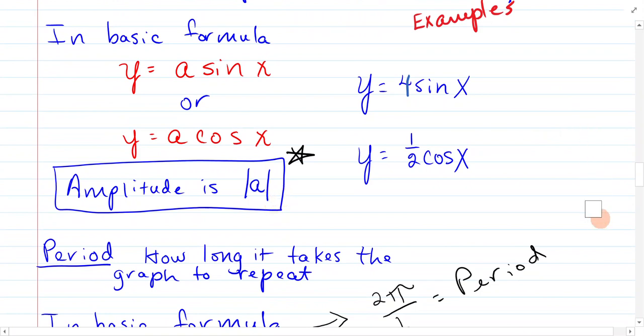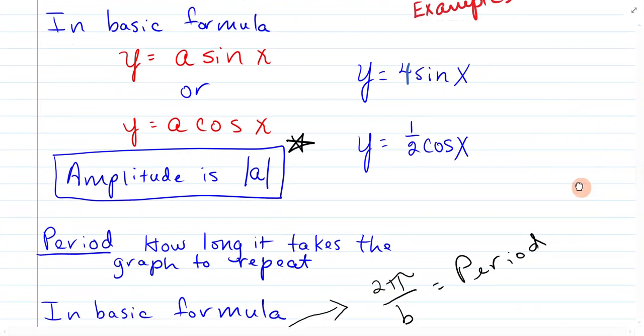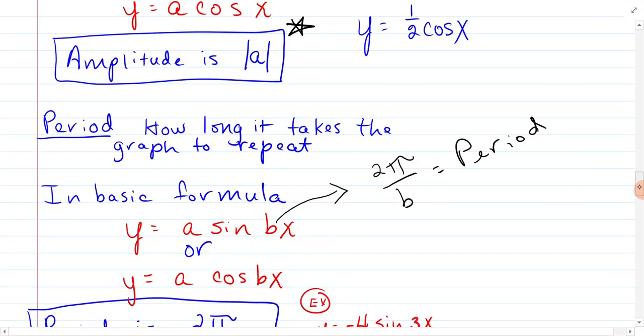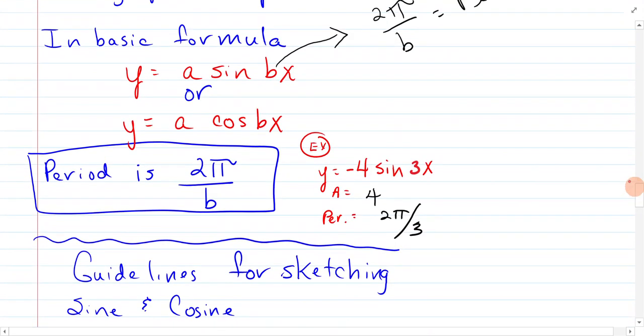We've talked about the period, how long it takes the graph to repeat. Now, that's on what I said was the basic sine x or cosine x. But sometimes we begin to change it. In the formula, a sine bx, the period here is 2 pi divided by whatever this b is. So let's look down here. The period for sine and cosine is 2 pi over b.